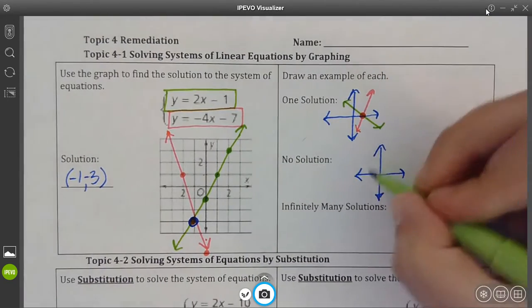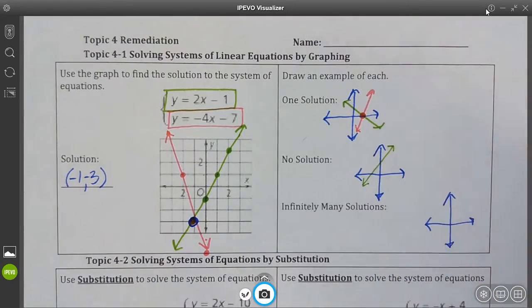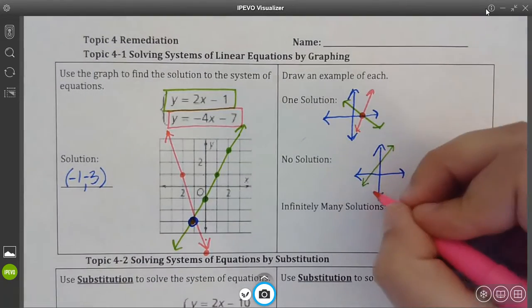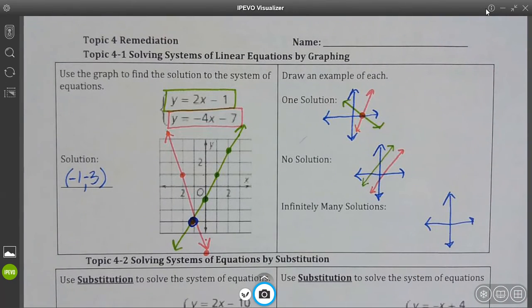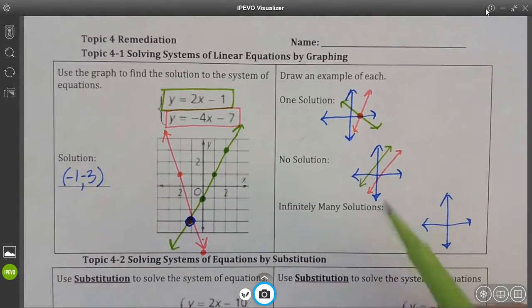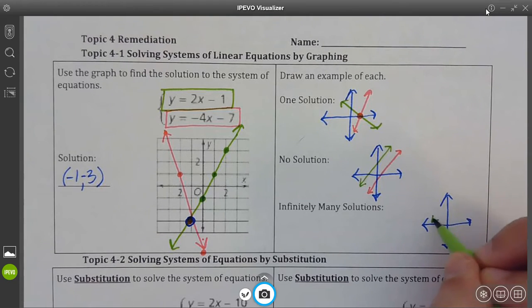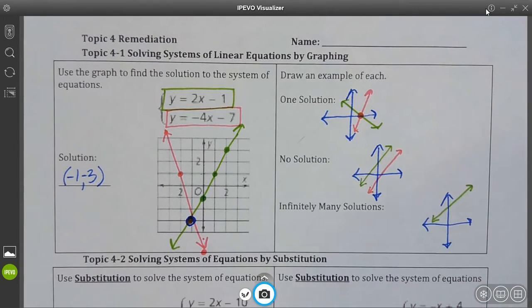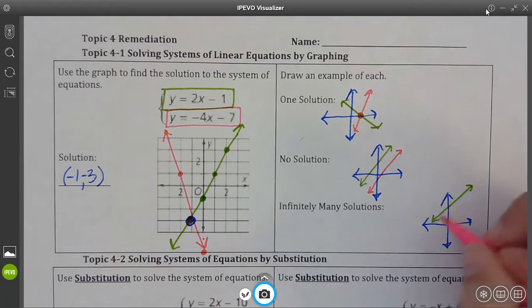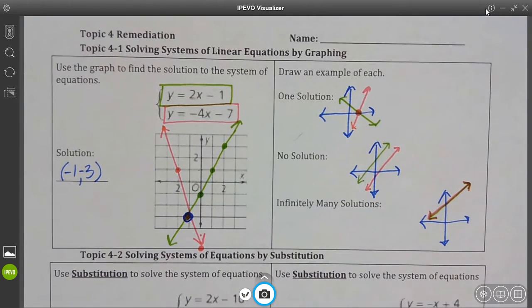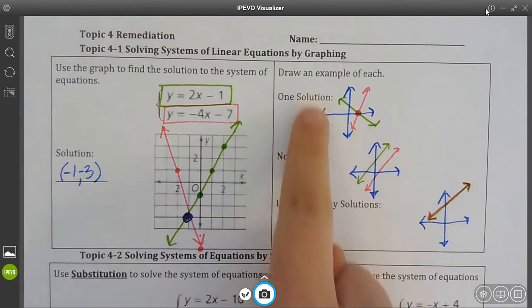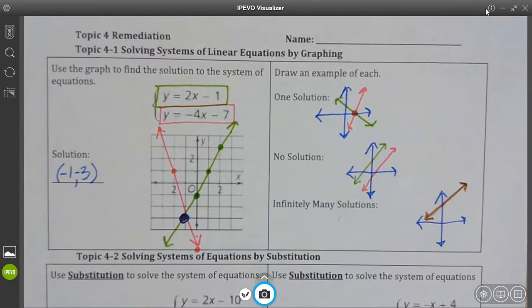If they have no solution, that means our 2 lines never intersect each other. They're just side by side. They're parallel. And if they have infinitely many solutions, that means they are the same exact line. So my green line and my pink line are just going to be overlapping, on top of each other. So if we ever graphed them, we would fall into these 3 specific cases.